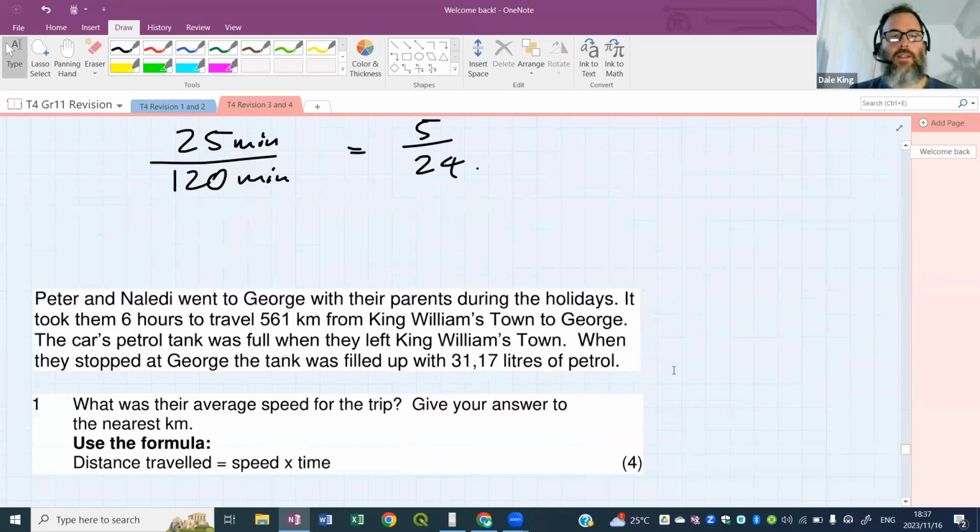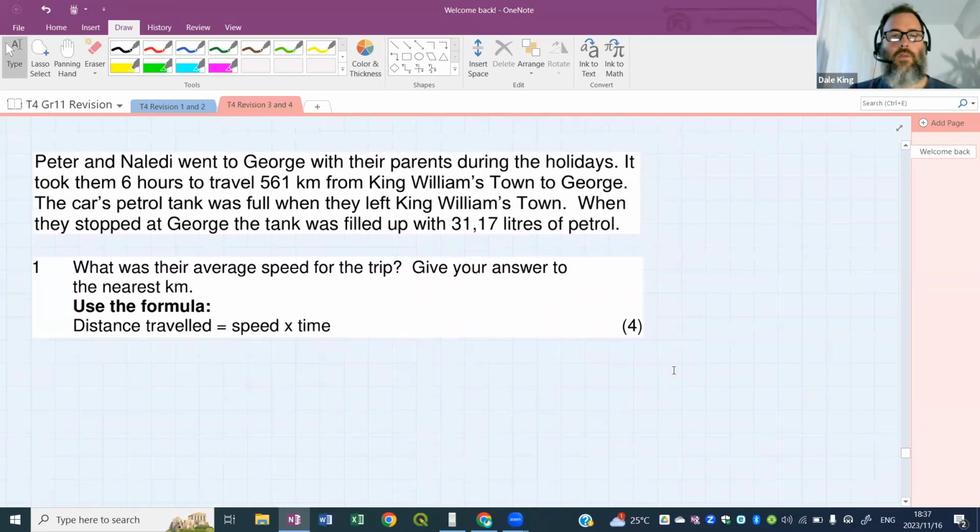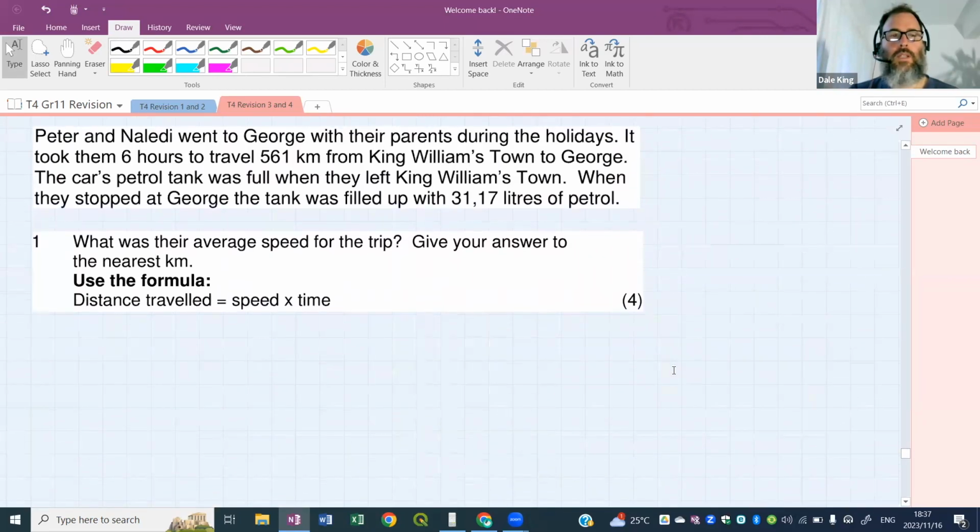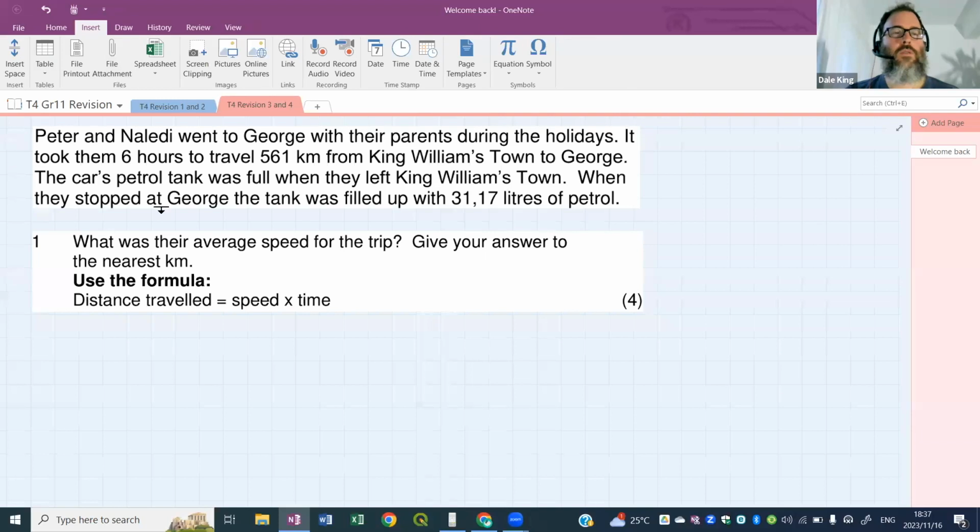Not too bad. Let's see what they've got next. Oh, yes, I love it. Speed equals distance divided by time, distance equals speed times time. Oh, I love these questions.